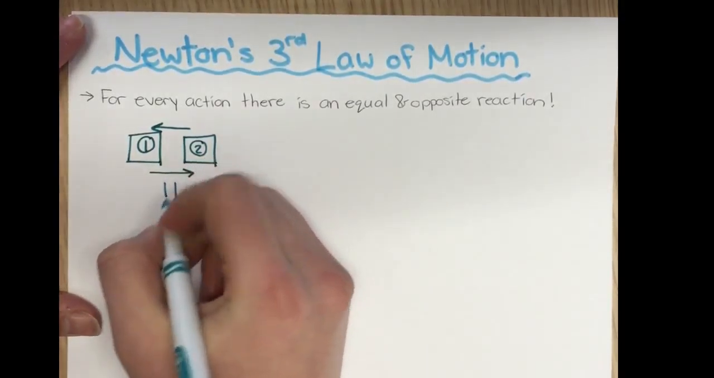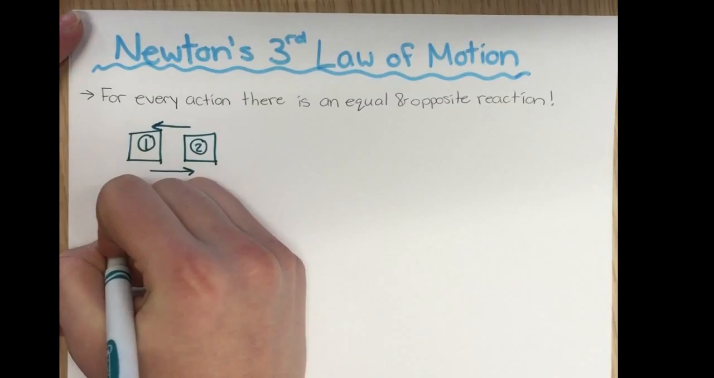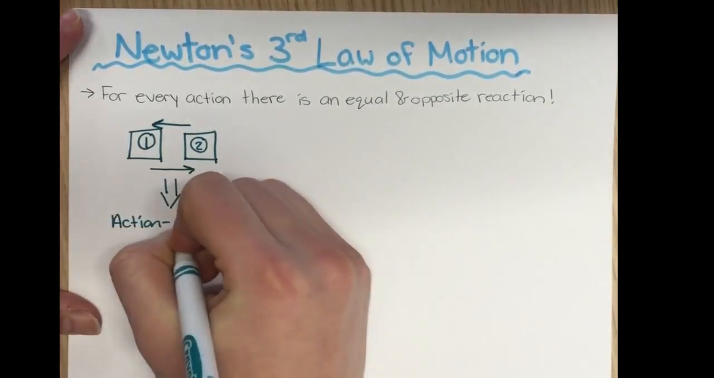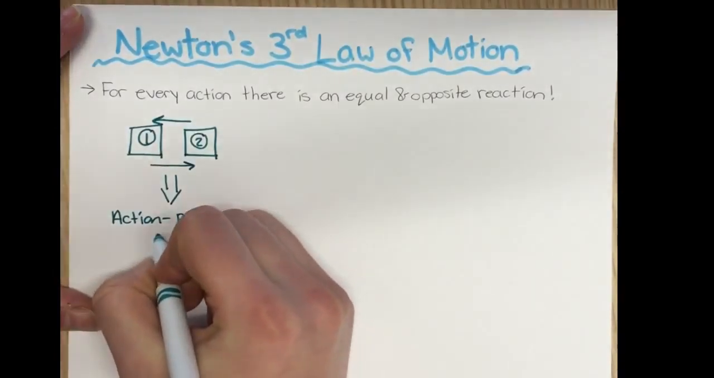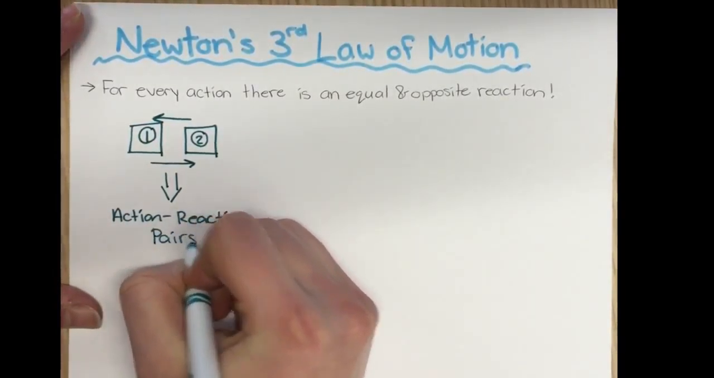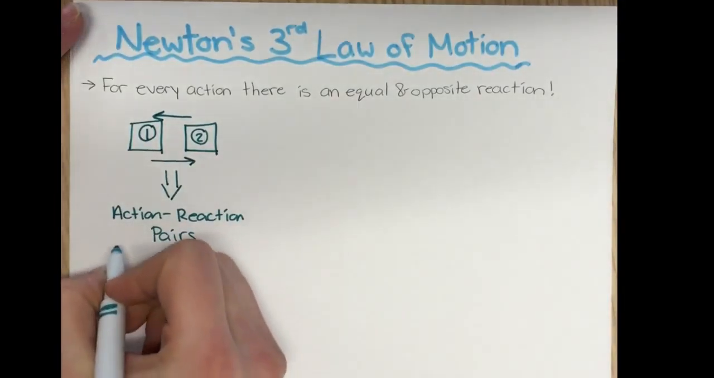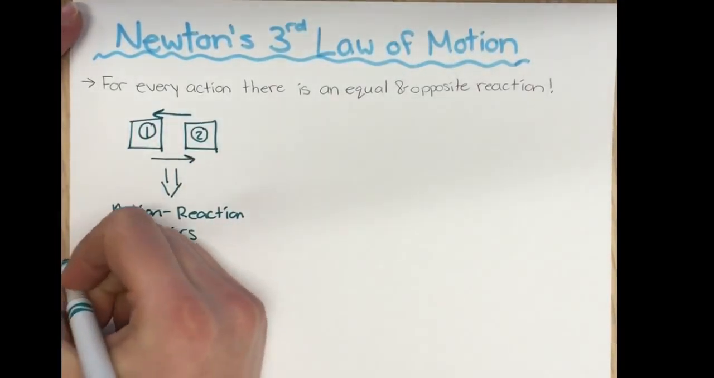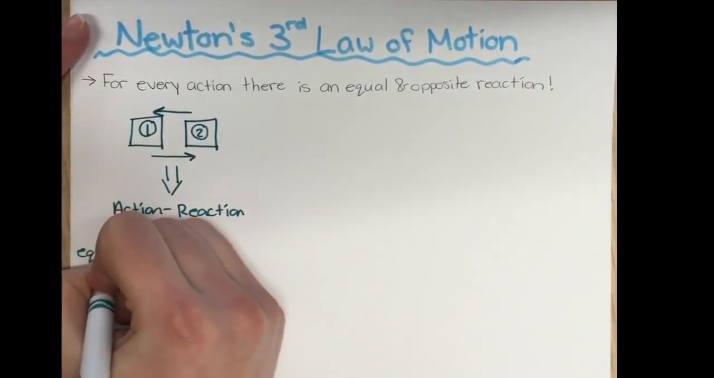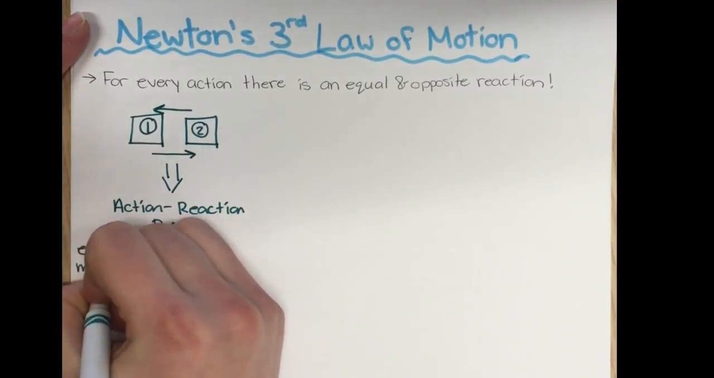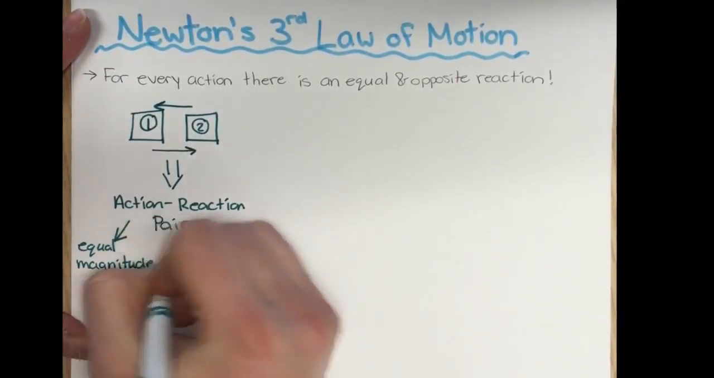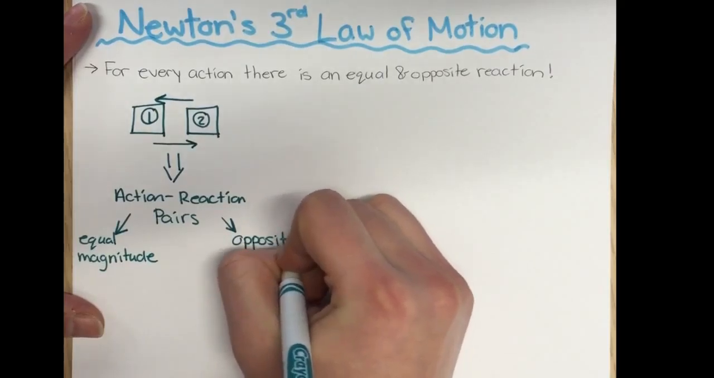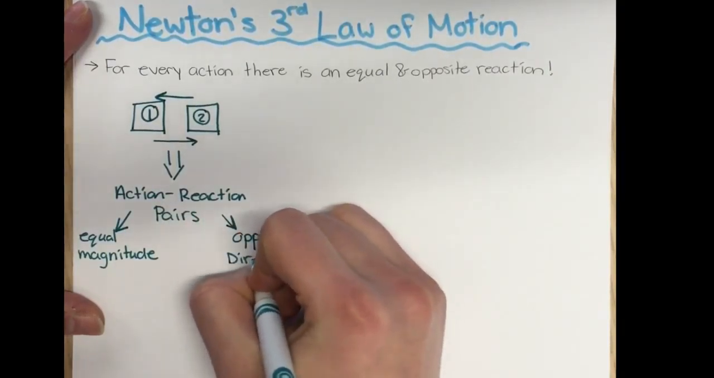This is known as action, reaction pairs. Each action-reaction pair has an equal magnitude and an opposite direction.